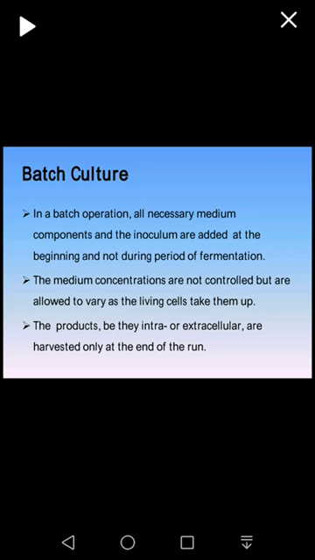So the products, be they intra or extracellular, are harvested only at the end of the run. In case of a batch process, the products which are obtained, either antibiotics or chemical compounds, are either present inside the microorganisms or excreted by the microorganisms outside the cells. So they are only purified, separated out, isolated at the end of the run. After 4 to 6 days, when the run has been completed and maximum product has been produced, then the isolation and purification of the desired product takes place.